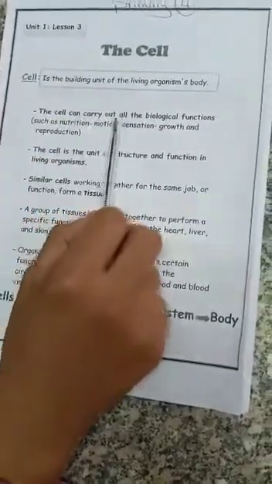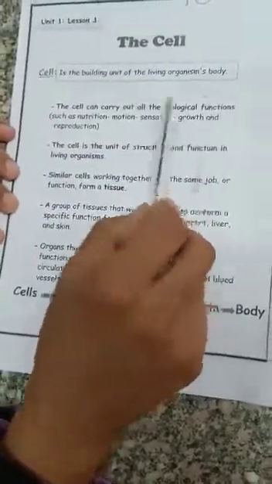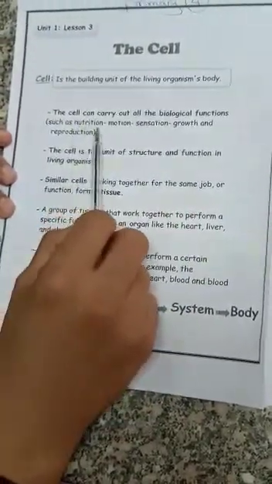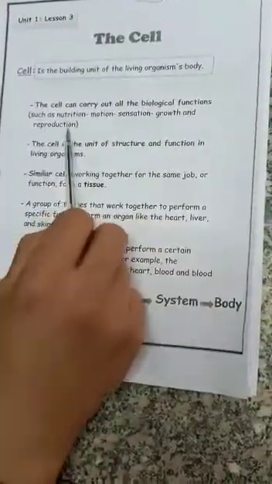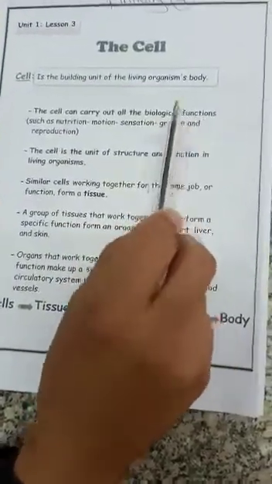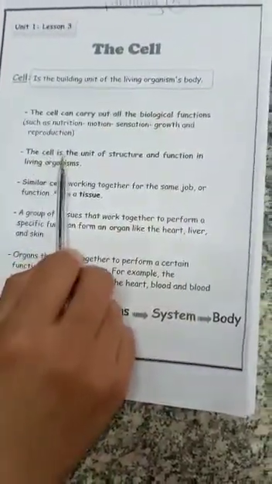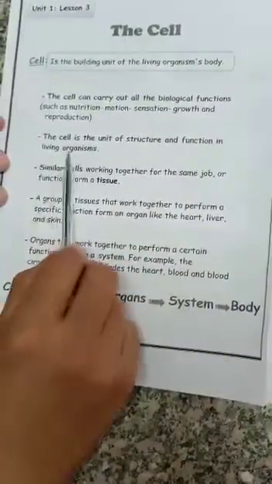The cell can carry out all the biological functions. What is the meaning of biological function? Such as nutrition, motion, sensation, growth, and reproduction. All these functions are called biological functions. So the cell is the unit of structure and function in living organisms.